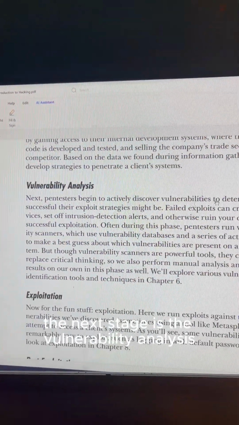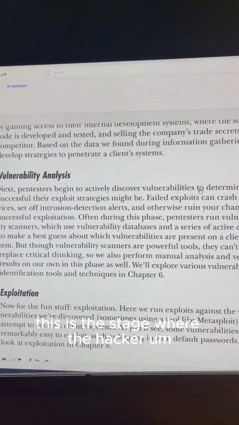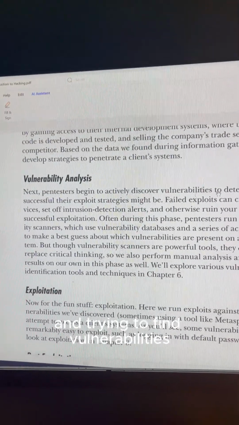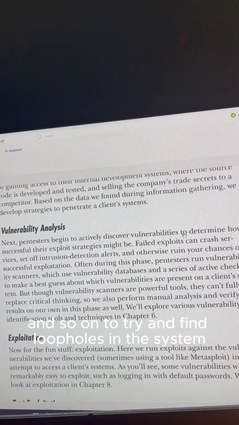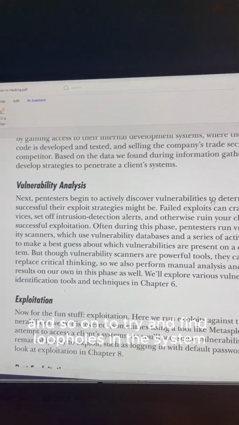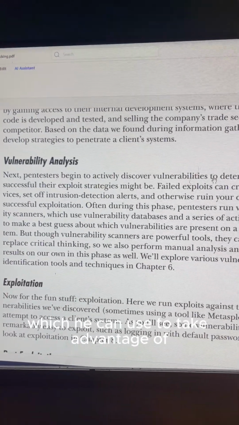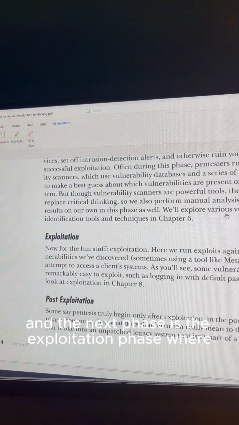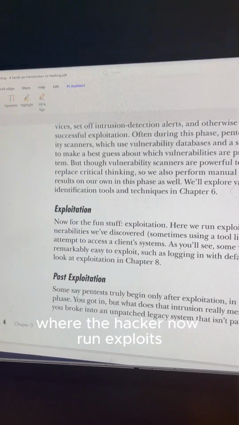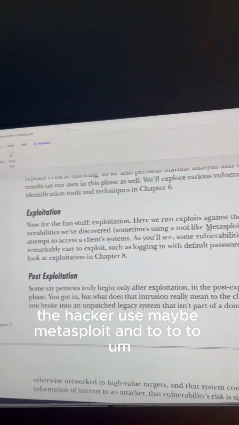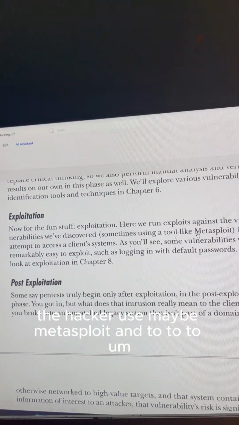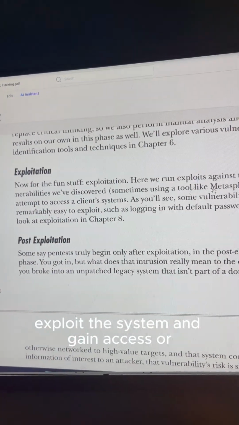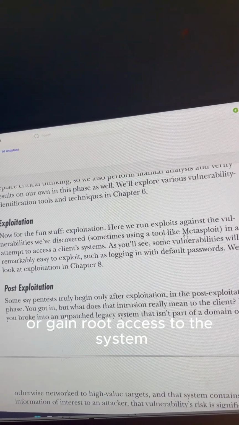The next stage is the vulnerability analysis. This is the stage where the hacker vigorously probes the system, trying to find vulnerabilities, doing Nmap scans and so on, to try and find loopholes in the system which he can take advantage of. And the next phase is the exploitation phase, where the hacker now runs exploits using some common tools, maybe Metasploit, to exploit the system and gain access or gain root access to the system.